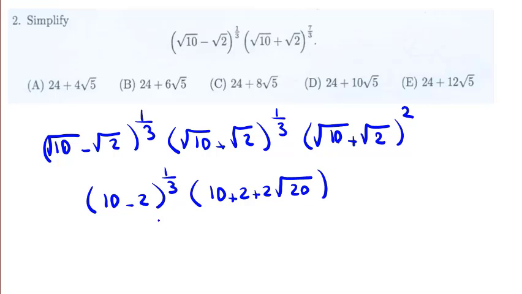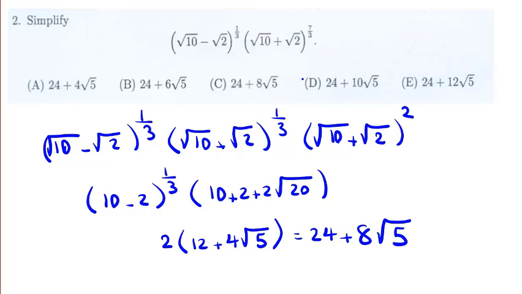10 minus 2 is 8. 8 to the power of 1 over 3 will be 2. It will be 12 plus 2 root 5 squared, which is plus 4 root 5. So it will be 24 plus 8 root 5. And the answer is C.